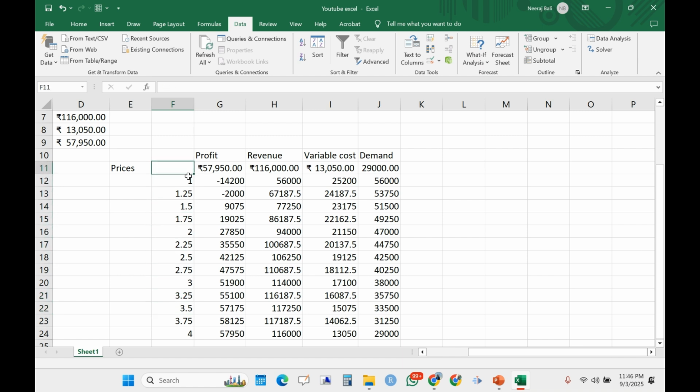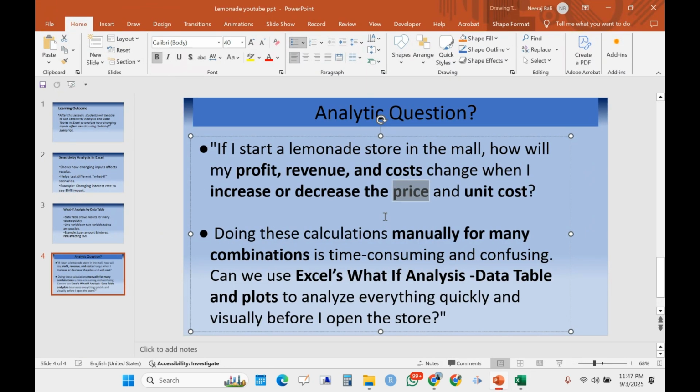As the price increases, what will happen to the demand? When the price increases, the demand decreases. So you can see the demand is decreasing. Can you see this? So our model is correctly doing everything. The other thing we want to know is profit. What is our question? Again, let's not forget our question.